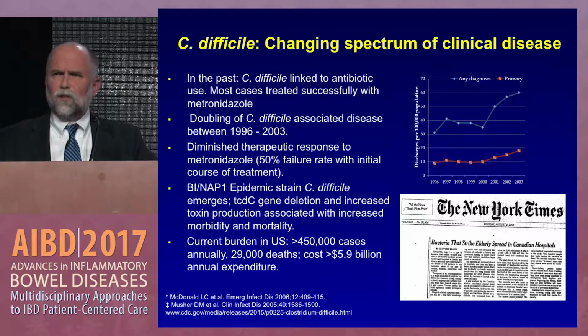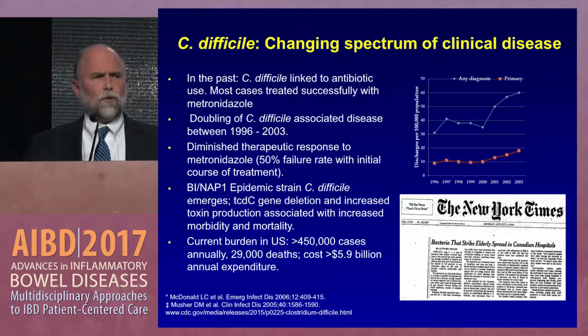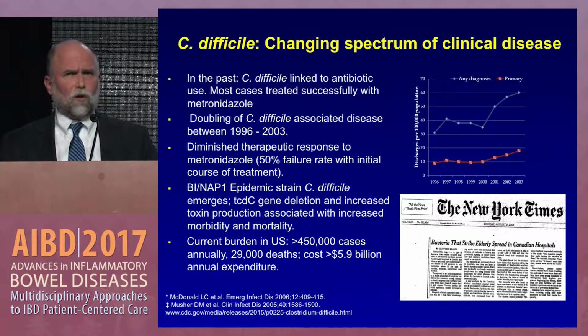And the current burden of C. difficile in the US is staggering. We have over 450,000 infections per year. That corresponds with 29,000 deaths. This is the whole population. This is not just IBD. And the estimated cost is going to be $5.9 billion in excess expenditures.